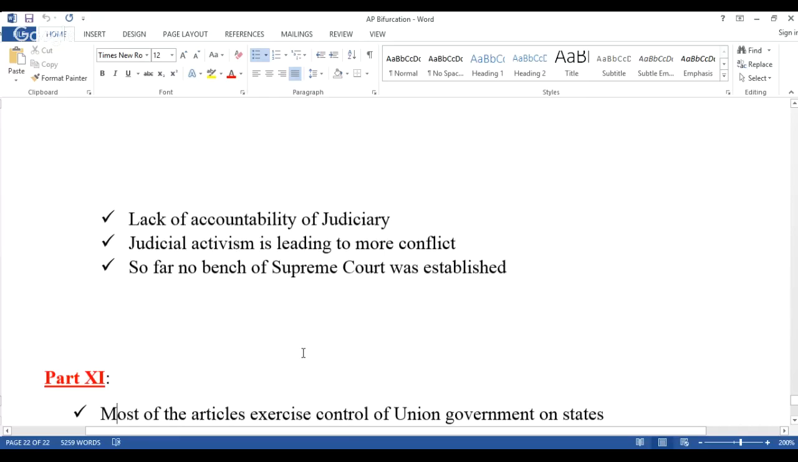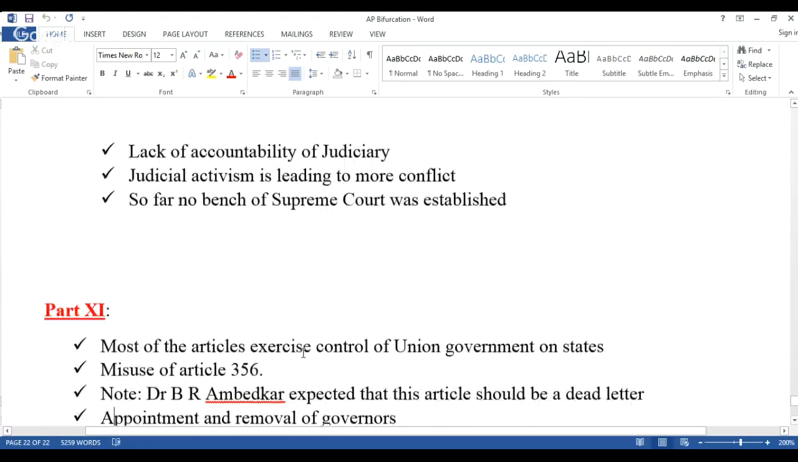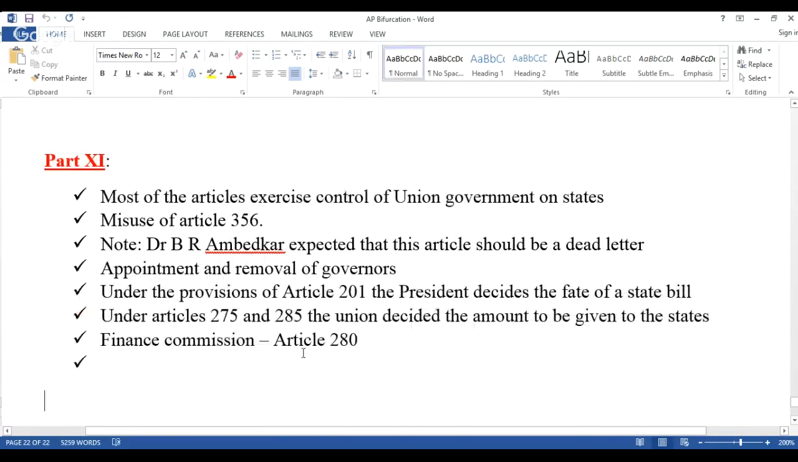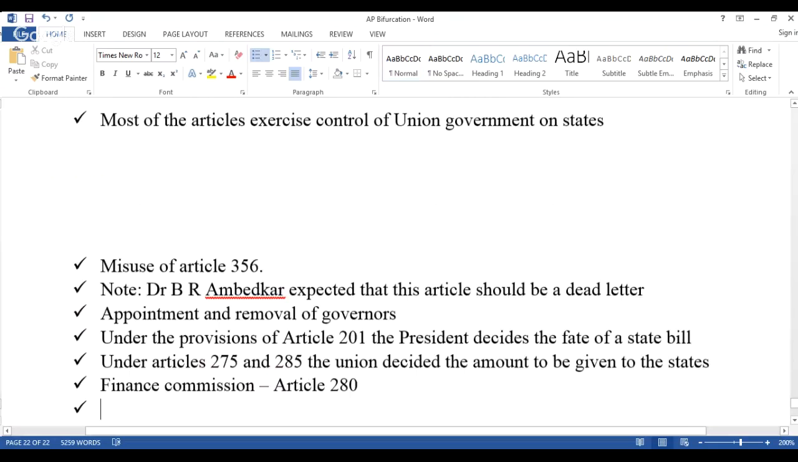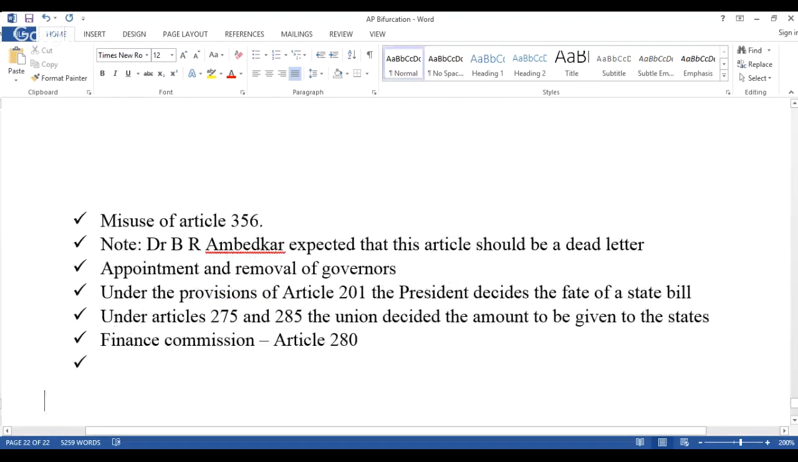Okay. So with respect to Part 9, some points that are related to Part 9. Most of the articles exercise the control of the union government over the states. And one thing is that this is a separate one. Next is the misuse of Article 356.